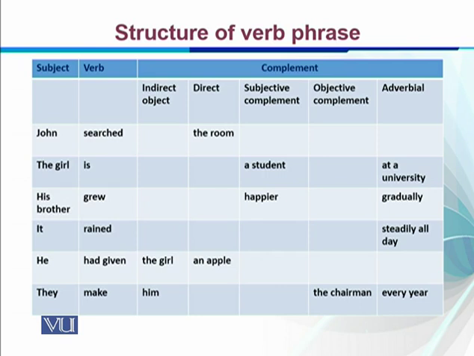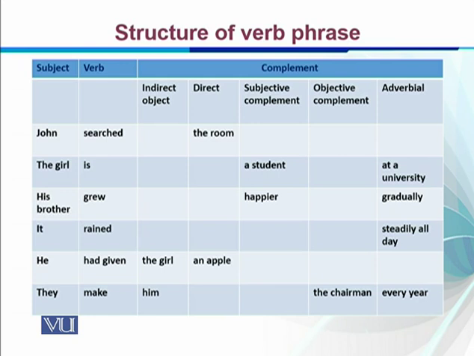If you look at the next sentence, it rained steadily all day. It means that a verb like rain cannot have an indirect object, a direct object, or a subjective complement or objective complement. It can simply have an adverb. He had given the girl an apple. If you look at this, given has an indirect object and a direct object. And the last sentence: they make him the chairman every year, right? So we have an indirect object, him, then an objective complement, the chairman, and an adverbial, every year.